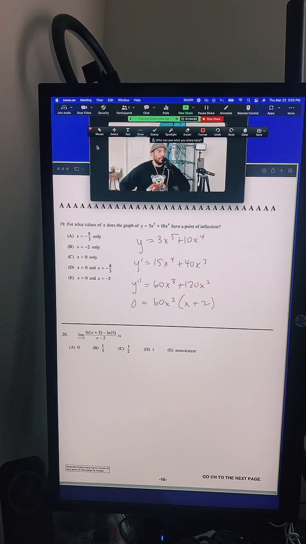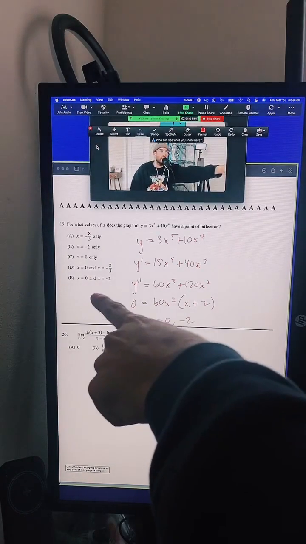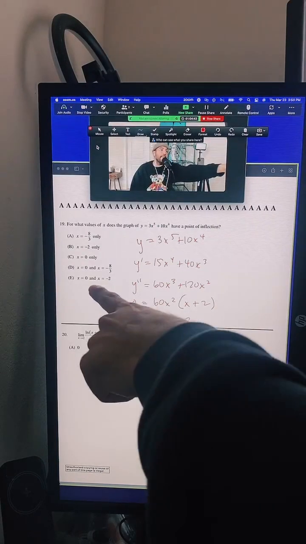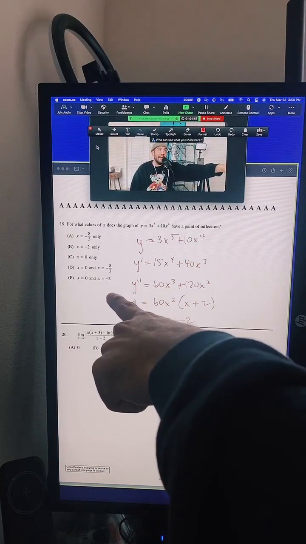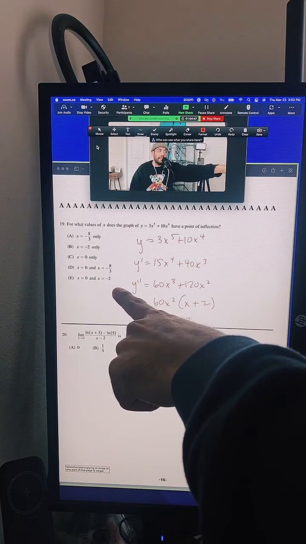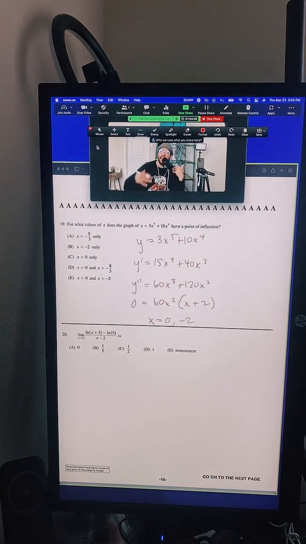So looking at this, we have 60x squared times x plus 2. So we have two values where the function is equal to 0. That's 0 and negative 2. Now, we can jump to conclusions and say that that's our answer, 0 and negative 2. But that's going to be incorrect. Because it's not only about the second derivative being 0 or undefined, we also have to check that it actually changes sign.